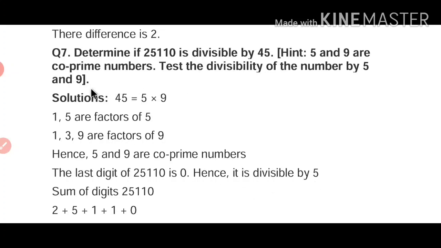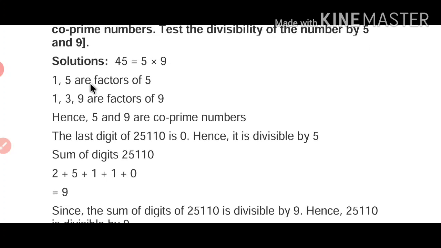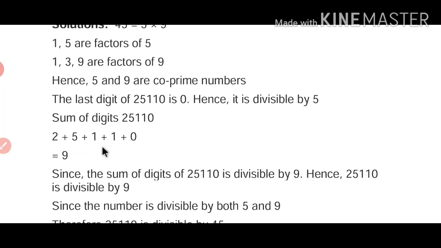Now we'll check whether the given number 25,110 is divisible by 9 or not. For checking divisibility by 9, we have to find the sum of digits. So the sum of digits 2 plus 5 plus 1 plus 1 plus 0 is equal to 9. Now we'll check whether 9 is divisible by 9 or not. Since the sum of digits of 25,110 is divisible by 9, hence the number is also divisible by 9.